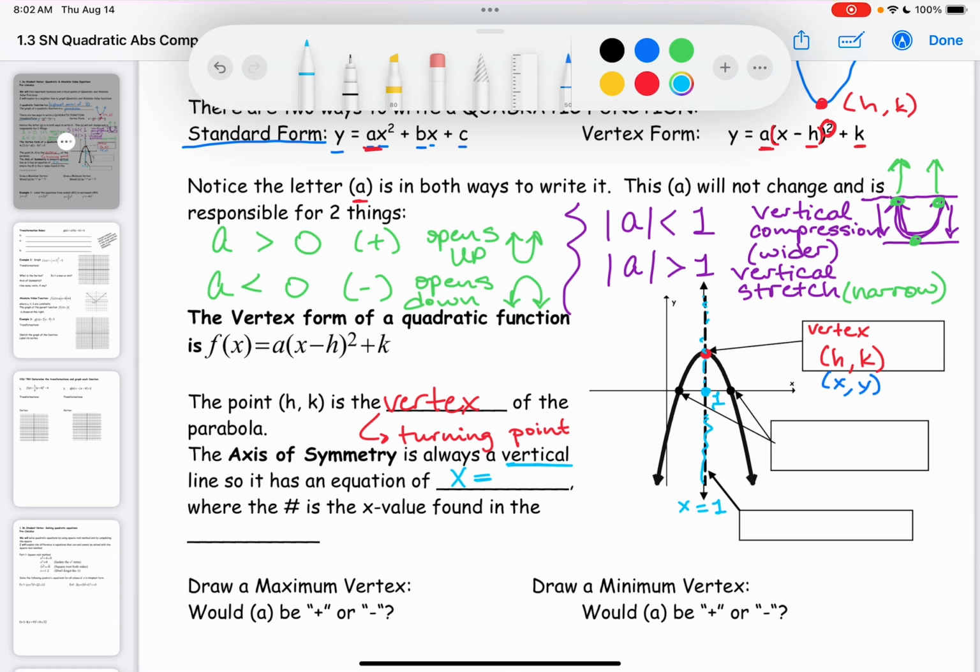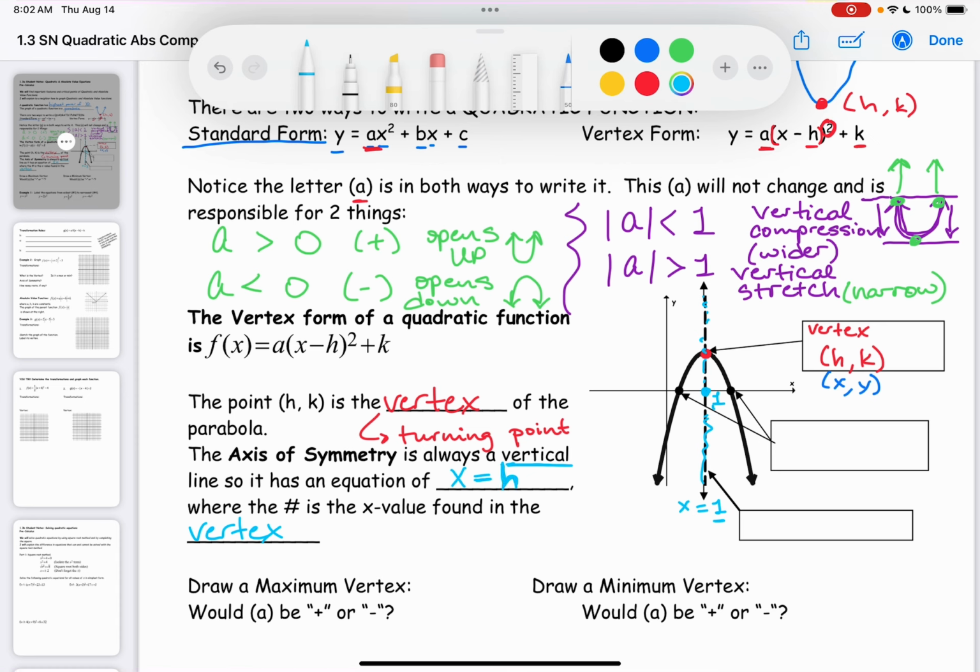The number is the x value, okay? The number right here is the x value. And that same number, that same x, should match the one that's in the vertex. The h should be what your x equals, okay?